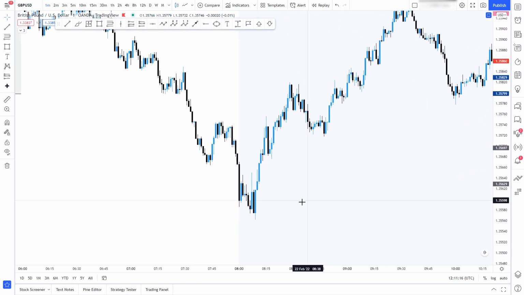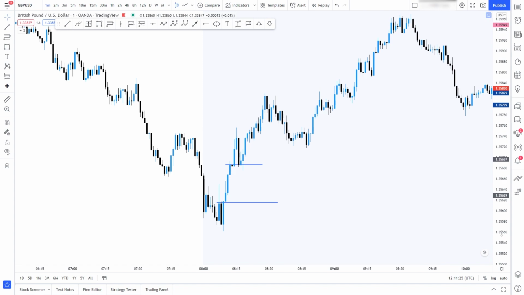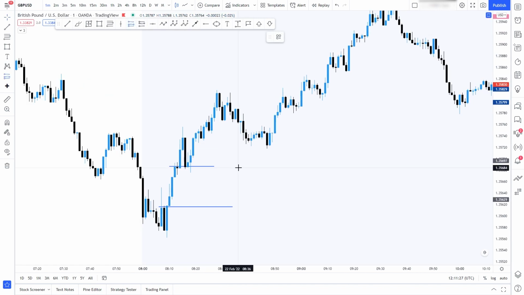So as you can see right here, the market started breaking structure upwards. We had one structural break here, and our second structural break was right here. So this is where I would look to enter on the second structural break. It's just a bit more confirmation. Just depends how you enter.